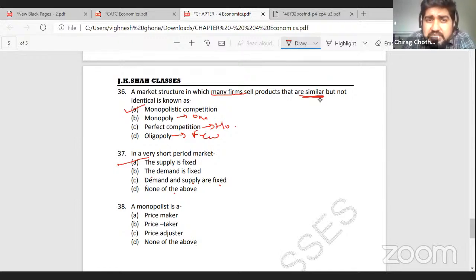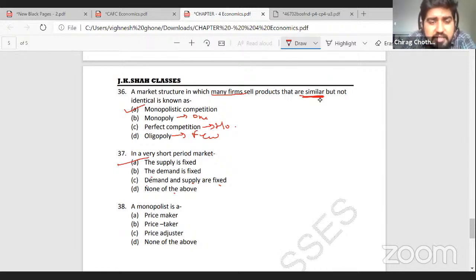But in case of perishable goods, in case of a very short period, that is in case of short run also, it will be perfectly inelastic supply. So in a very short period market, the supply cannot be changed. Why? Because all the factors that we are having in short run or in a very short period market, students, remain constant. If they remain constant, we cannot change the level of supply. It will remain the same. So that's why we say A will be the correct answer.